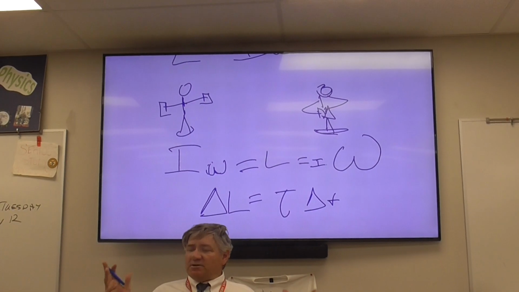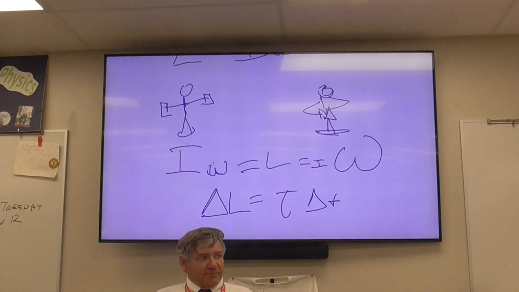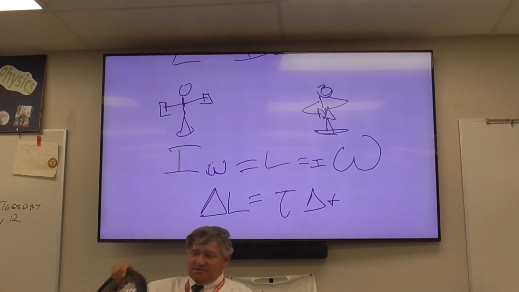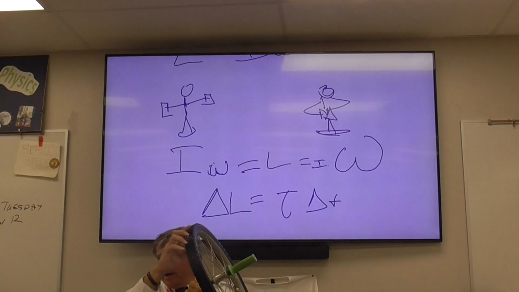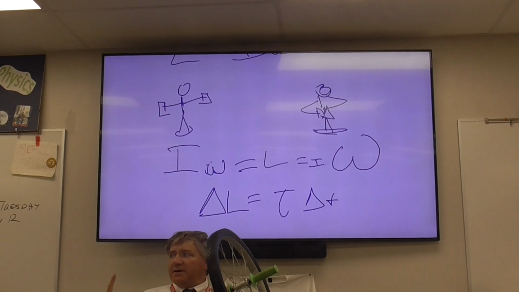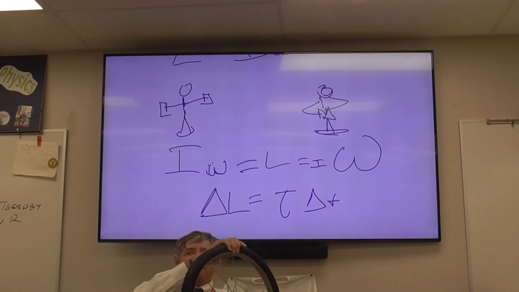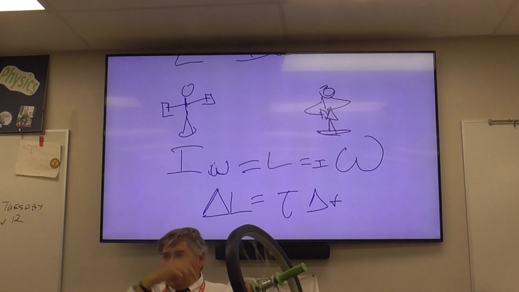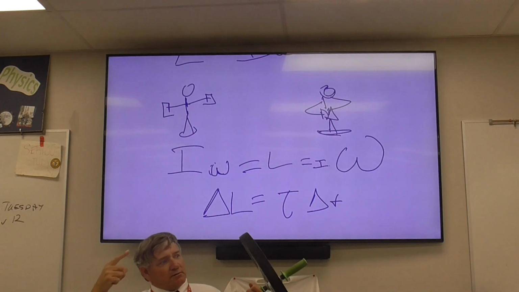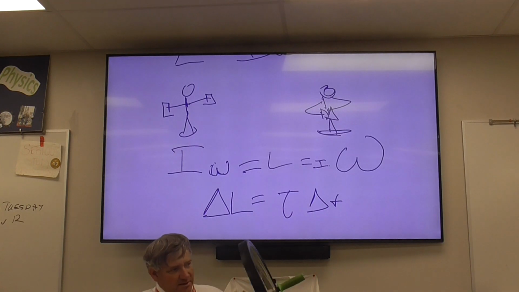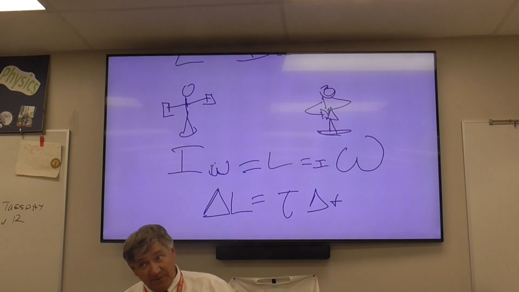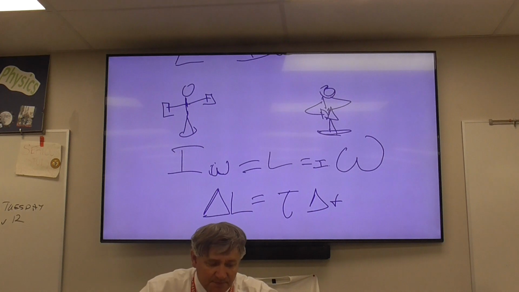So if I apply a certain torque to Dylan, and if I apply it over a very short amount of time, so imagine this is Dylan, I don't change his angular momentum very much. But if I apply that same torque over a longer period of time, that's going to create a greater change in angular momentum. Now, again, the units have to work out. If they don't, then it doesn't make any sense.